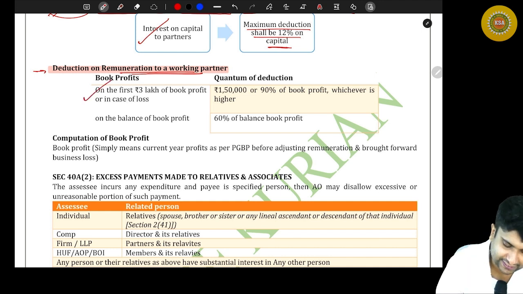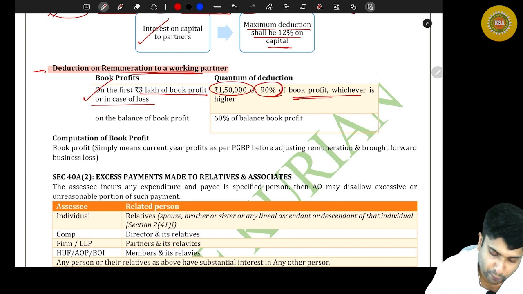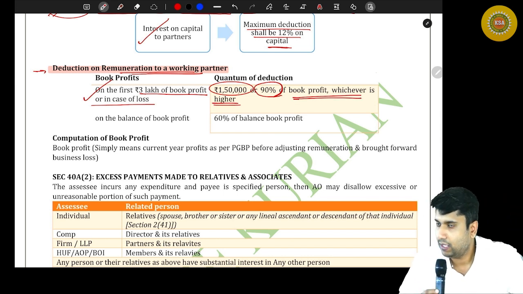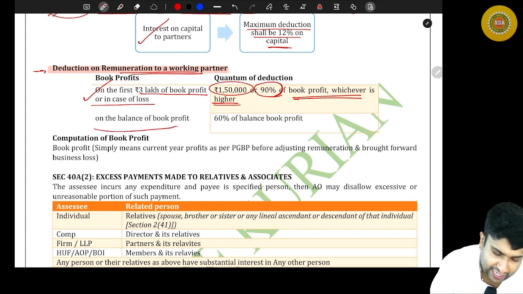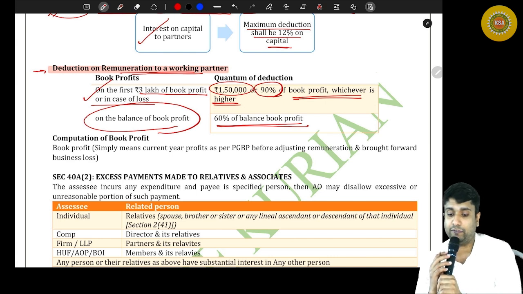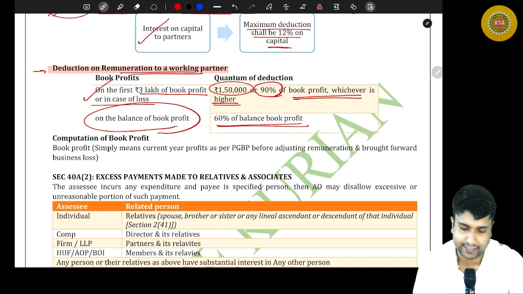On the first 3 lakh of book profit, or in the case of loss, the quantum of deduction shall be either 1,50,000 or 90% of the book profit, whichever is higher. Are you with me? And on the balance book profit, how much is the limit? 60% of the book profit. So I'll give you an example too, for a better understanding of this provision.